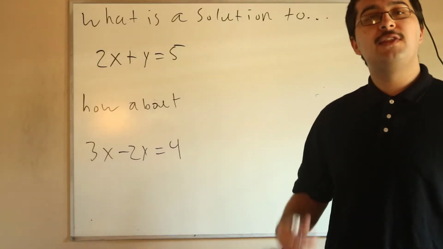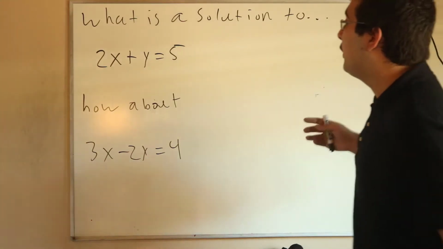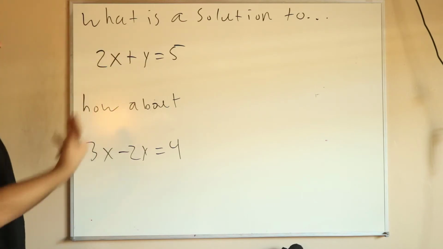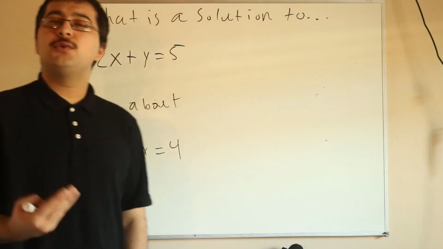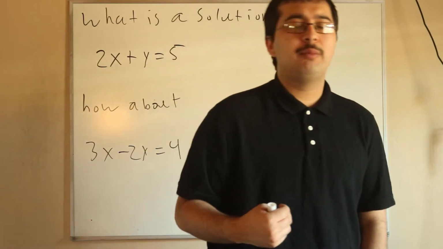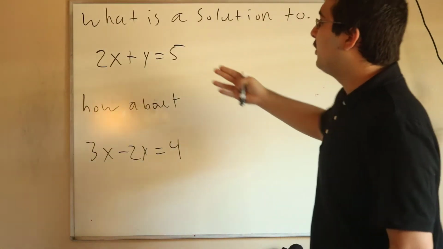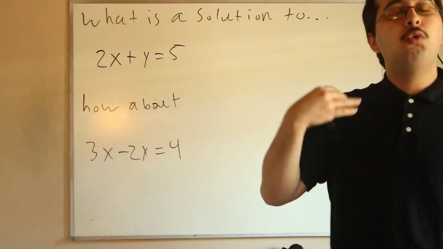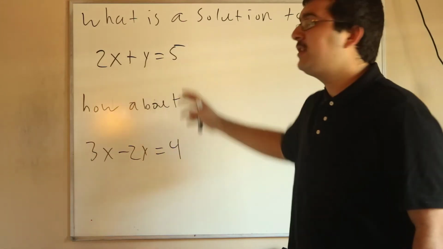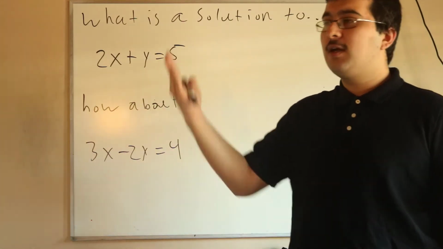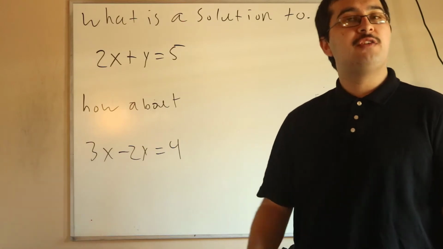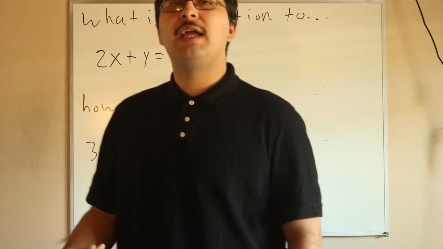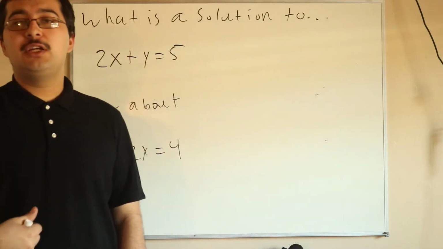Okay, so before we get into this discussion of systems, I first want to touch upon this idea right here and ask the question, what is a solution to, say, something like 2x plus y equals 5? Let's discuss that for a moment. This is a linear equation of two variables, x and y. We know that graphically, when I graph this equation, it makes a straight line. And that line is a collection of points, x comma y, and all points on that line are solutions to the equation.